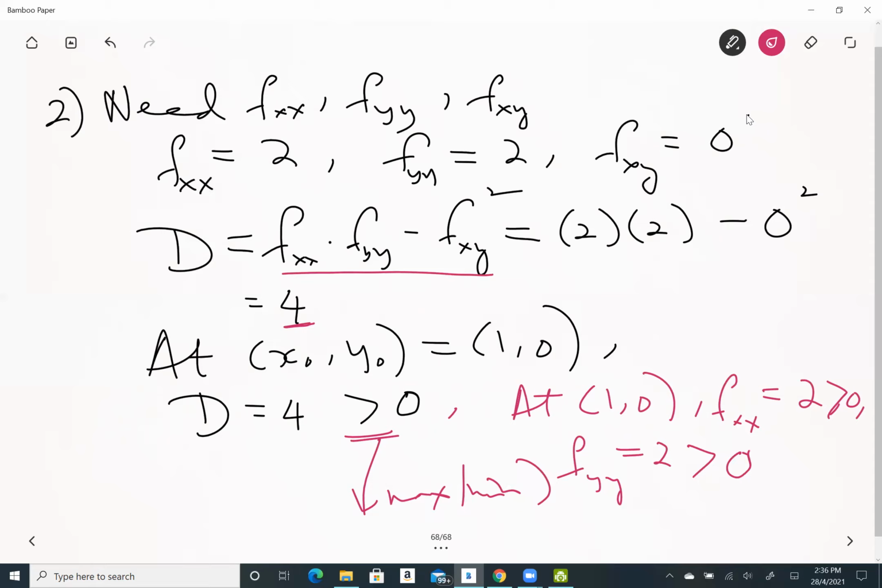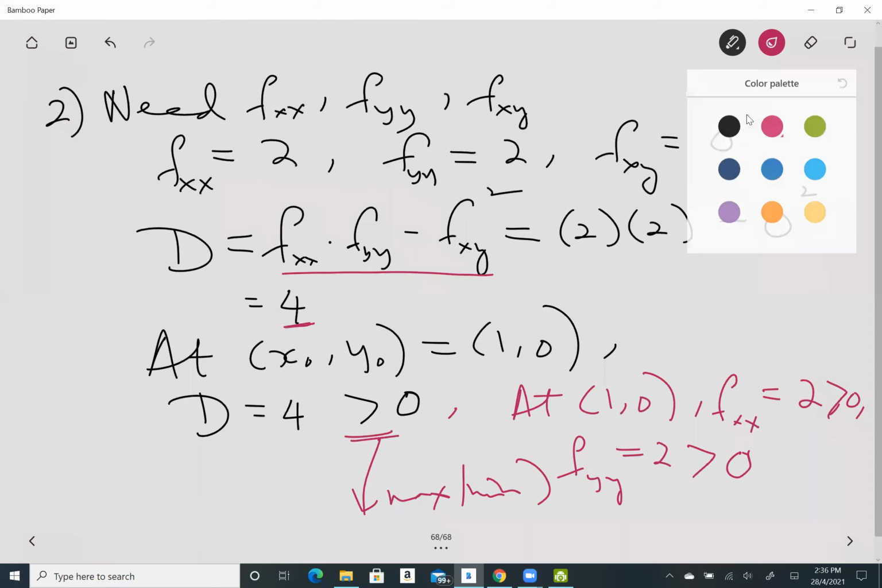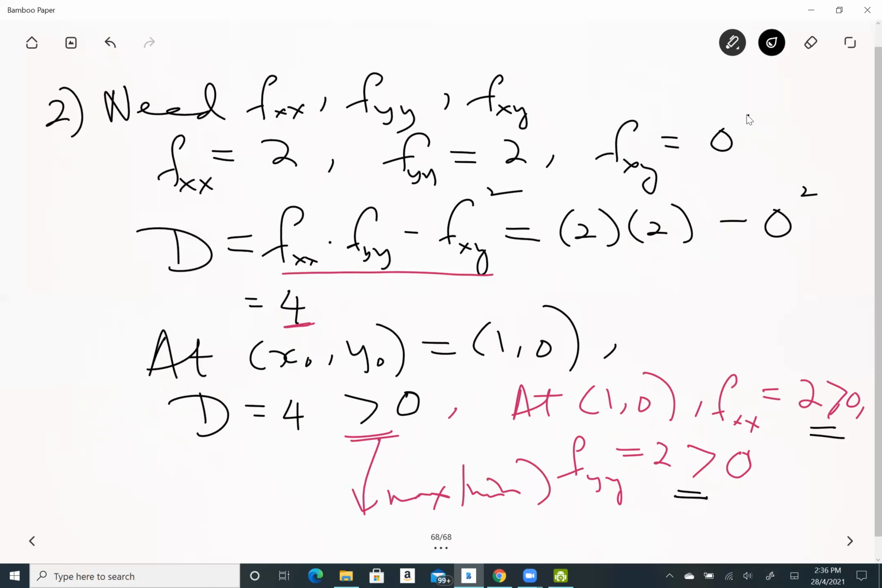You have D positive, fxx is positive, fyy also positive. So what is our conclusion regarding the function? You have a relative minimum. So the function z has a relative minimum at 1, 0, 0. Okay, all right.